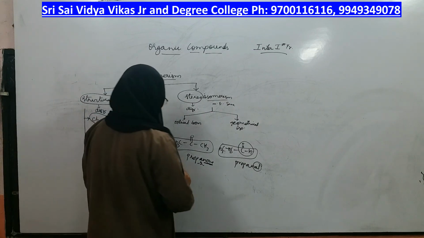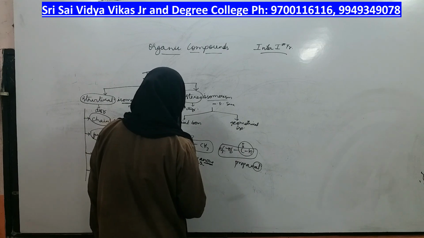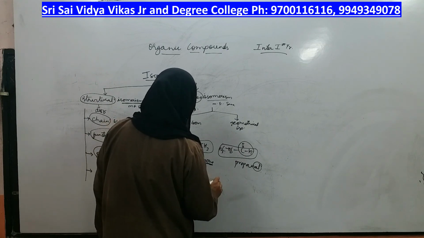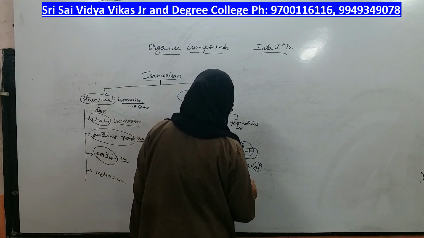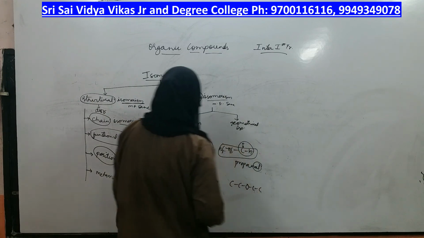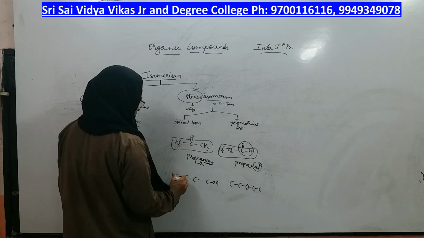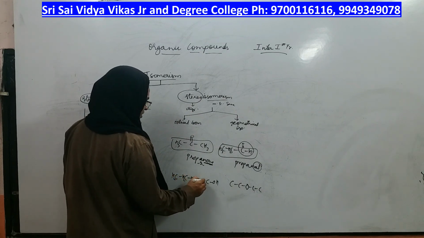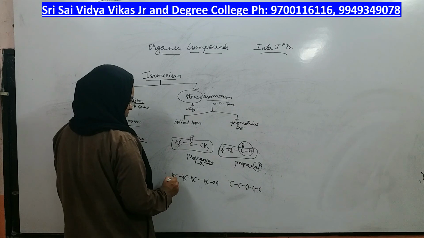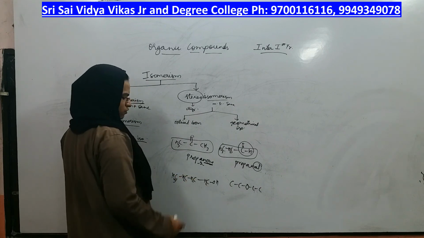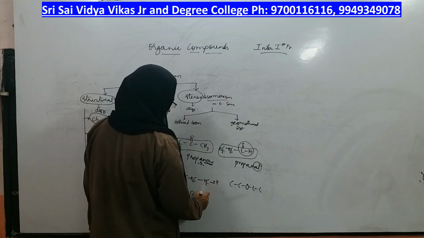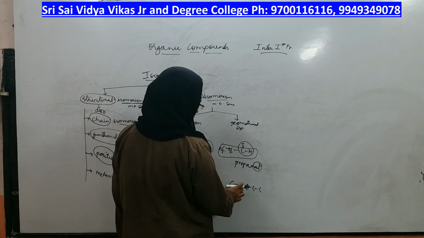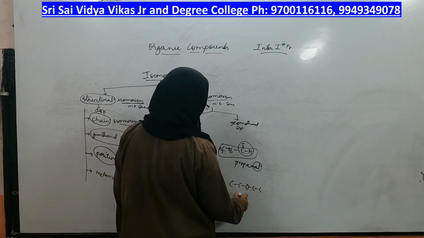Now I will take another compound. What is the name of this compound? How many carbons are present in the parent chain? 1, 2, 3, 4. 4 means butane. What is the functional group here? Alcohol. For alcohol, what should be the name? Butanol. Here, how many carbons are present in total? 2 plus 2 here. Total is 4.